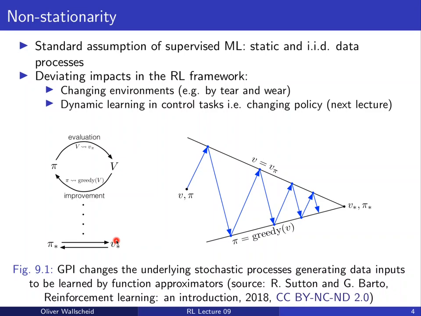So in this case, we have two major impacts in the reinforcement learning framework which interfere with the classic assumptions of supervised machine learning, and therefore make the prediction task and also the control task harder compared to supervised learning.